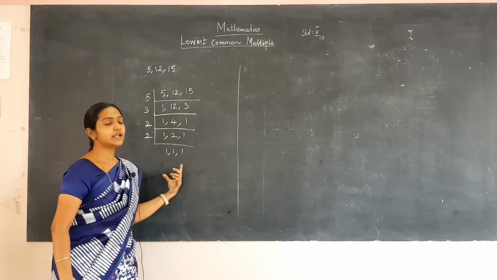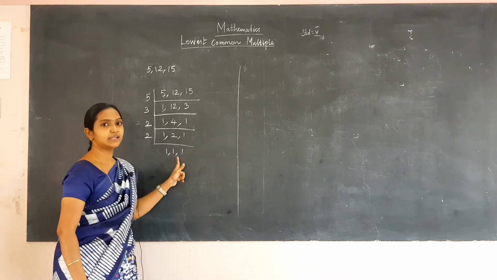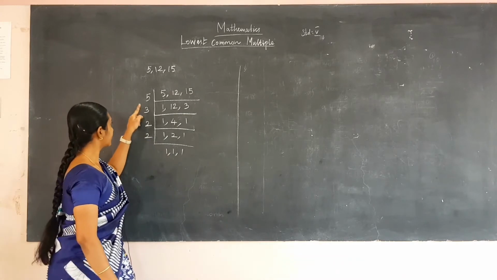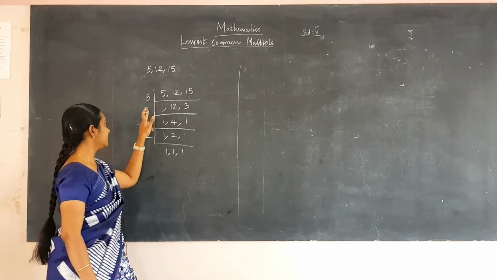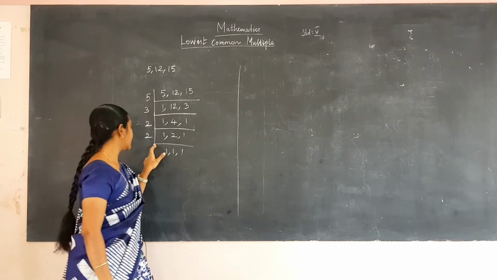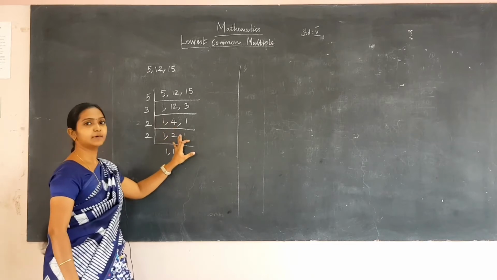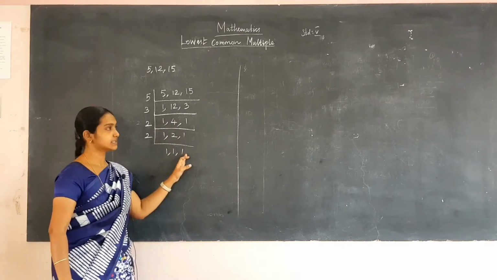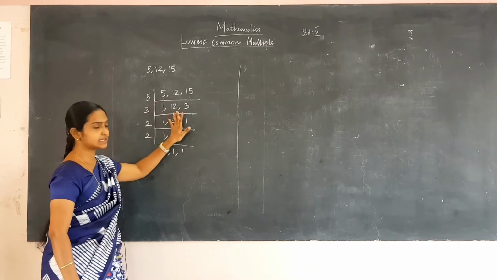We should divide until we get 1 1 1 in the last. We have to divide using prime numbers only. 5, 3 and 2 are prime numbers, so we are dividing with prime numbers. If we can't divide a number, we should keep the number as it is. We can't divide 12 with 5, so we have kept 12 as it is.